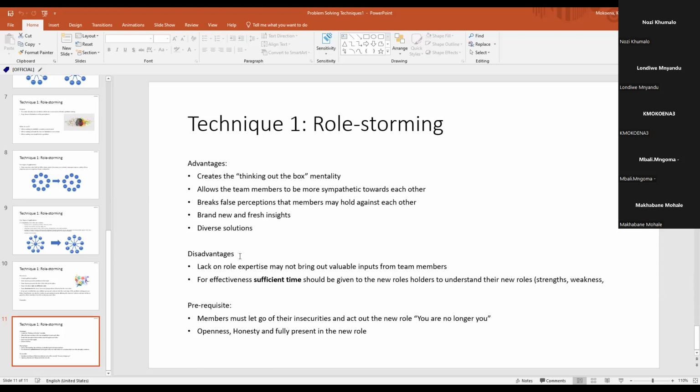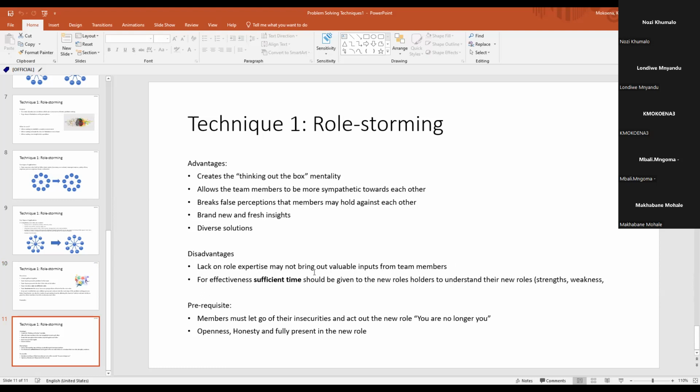And then the disadvantage is obviously the fact that there will be a lack of expertise, right? And that will not bring out the valuable inputs from team members. I don't know anything about accounting, say for instance, and then I go in there, I will not bring out the value that is required.